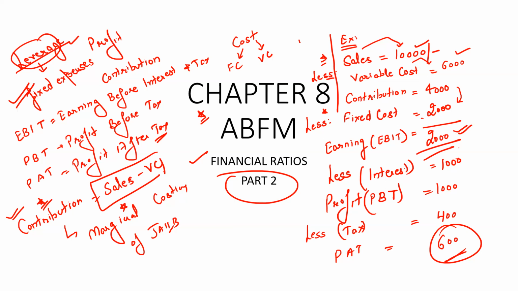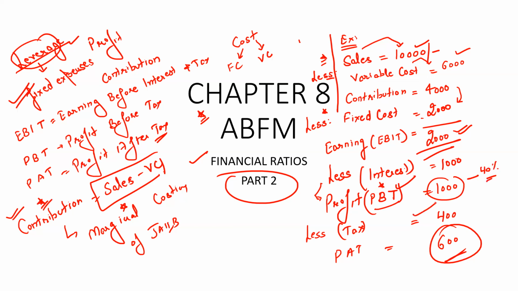Clear? Out of that, we have to pay some interest also, we can say like 50% of that. So 1,000 rupees interest. We have to subtract interest from that. Then after that, what we have left in our hand is profit before tax. Clear? Because till now we have not paid any tax. And after that, we have to pay tax also, that is 40% tax here.